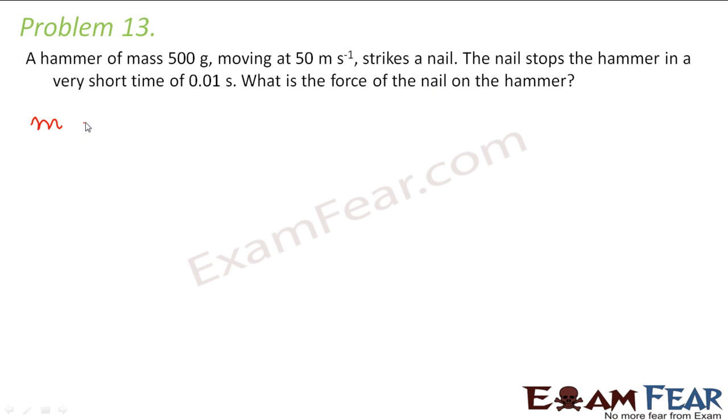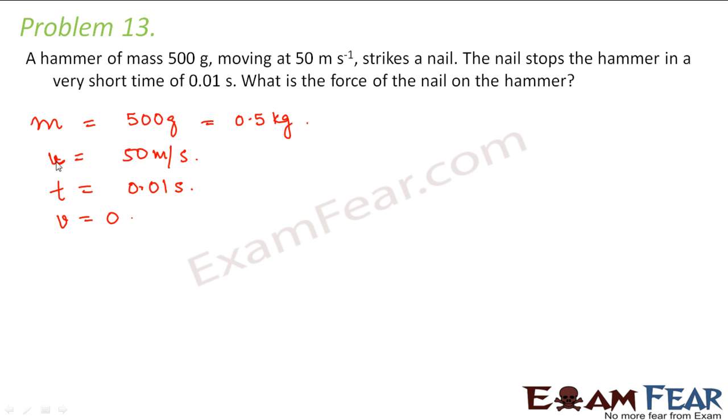So mass of the hammer is given as 500 grams, which is 0.5 kgs. This hammer was moving with a velocity of 50 meter per second. Now the nail stops the hammer in a very short time of 0.01 seconds. That means within a time period of 0.01 seconds, the hammer is stopped. That means the final velocity is equal to 0. So this 50 meter per second is nothing but the initial velocity, which is denoted by u. From this, we have to calculate the force of the nail on the hammer.